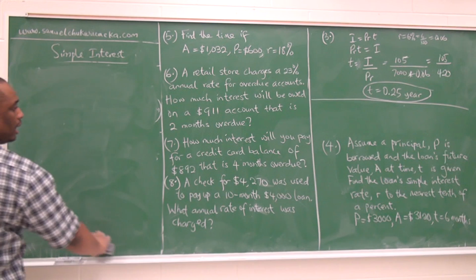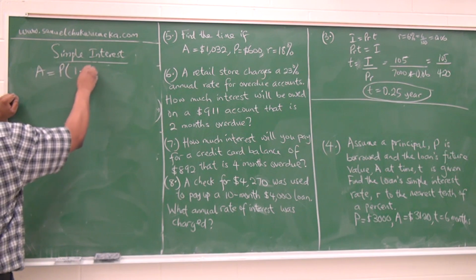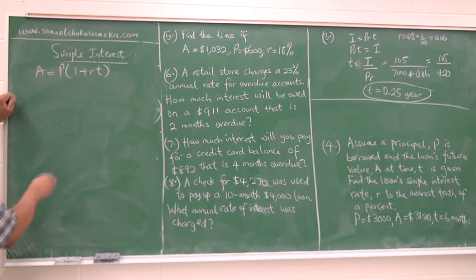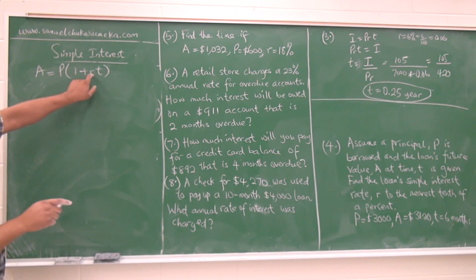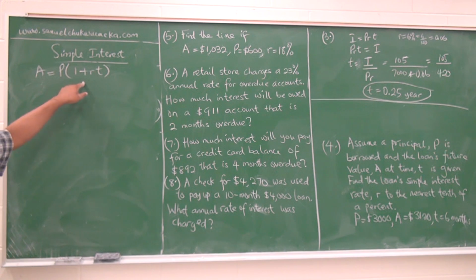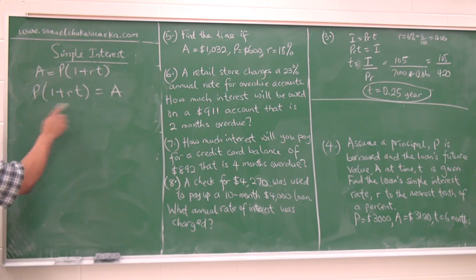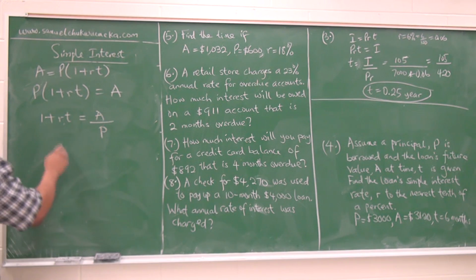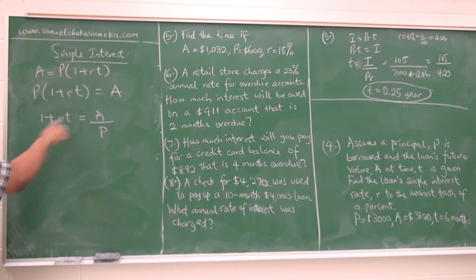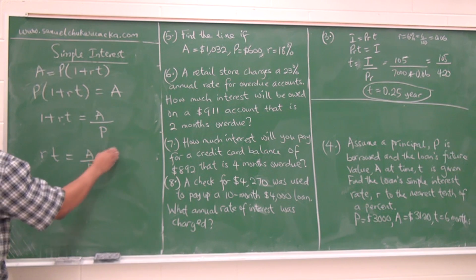So A is P(1 + RT), and now we want to find the interest rate, R. So let's go ahead and solve for R. Look at my video on literal equations, it's important. So P(1 + RT) gives us A. We divide both sides by P, so 1 + RT will be A divided by P. Now we subtract 1 from both sides. RT will be A over P minus 1.